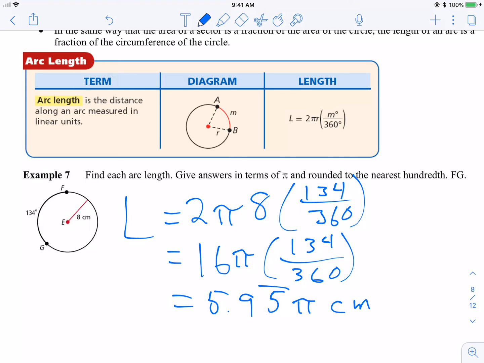To have our answer rounded to the nearest hundredth, let's take that exact answer that's still in our calculator and multiply it by pi, and we get a rounded answer, about 18.71 centimeters.